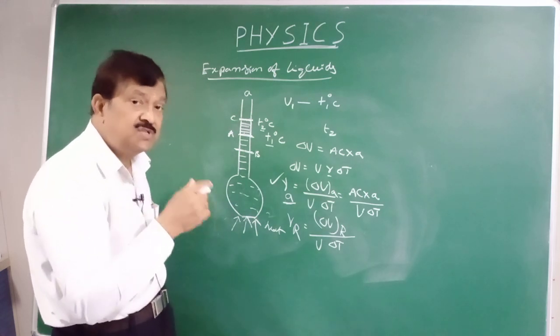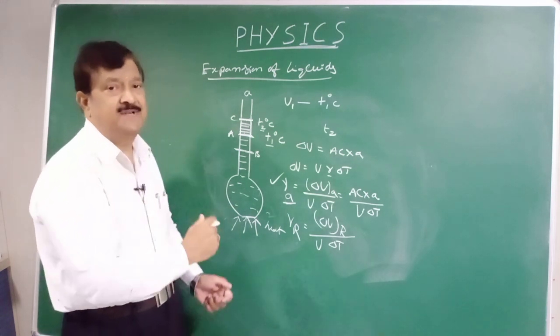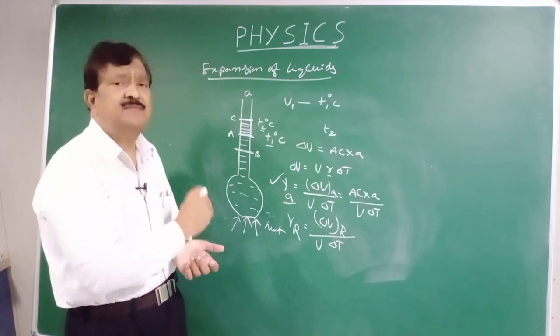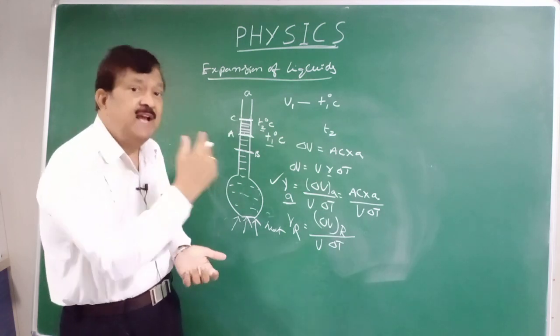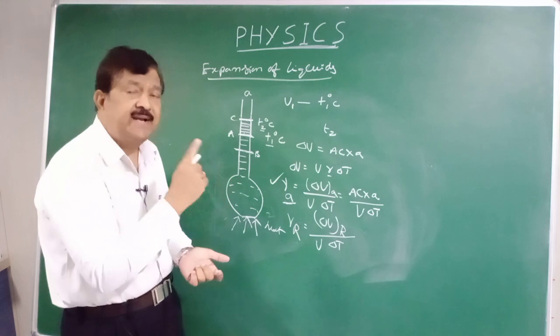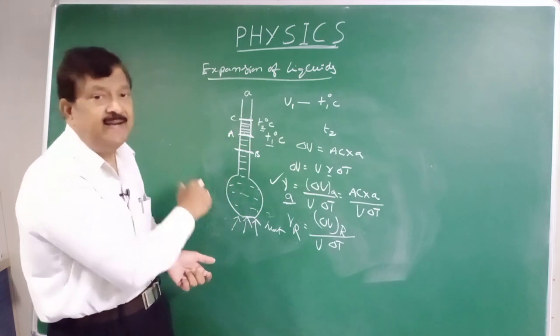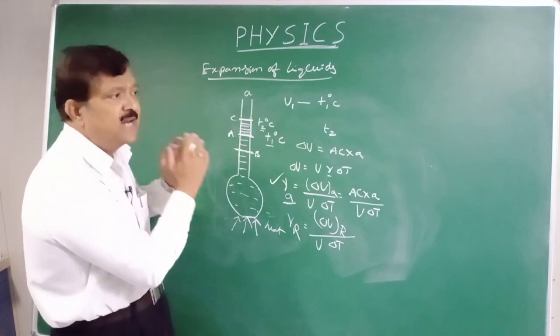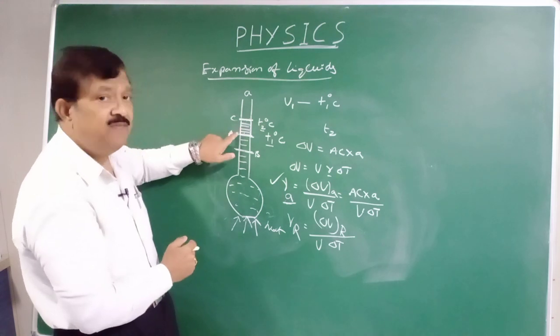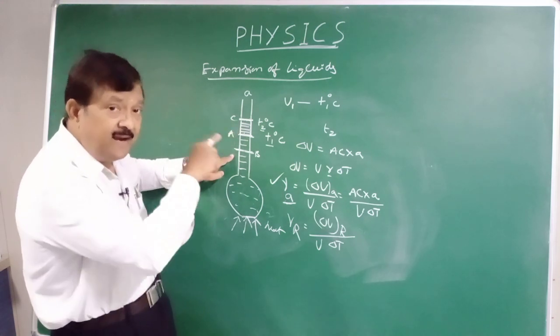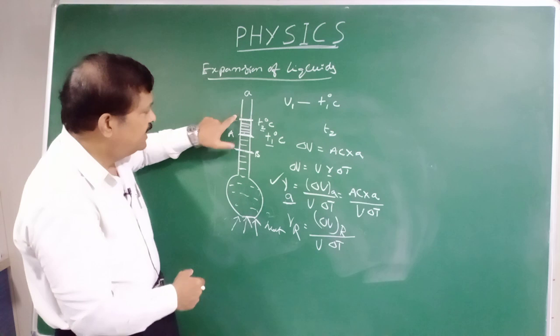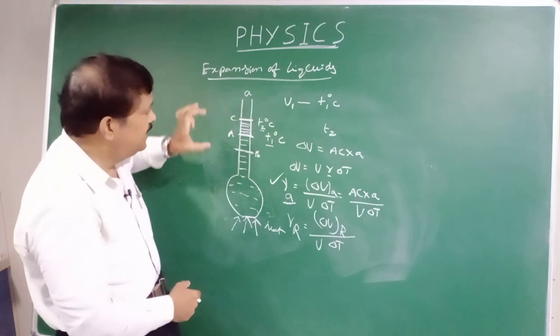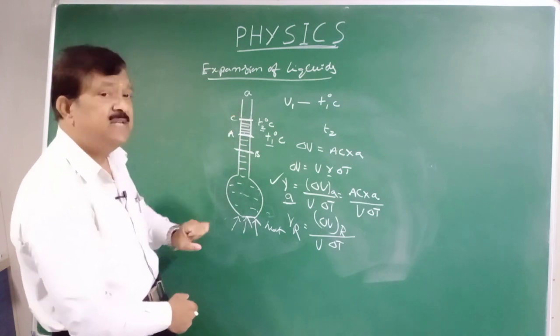But when we want to study the real expansion of the liquid, or the coefficient of real expansion of the liquid, you must consider the expansion of the container. When you consider the expansion of the container, the liquid level will fall from A to B. Then it will increase from B to C, so the actual, real expansion corresponds to BC.